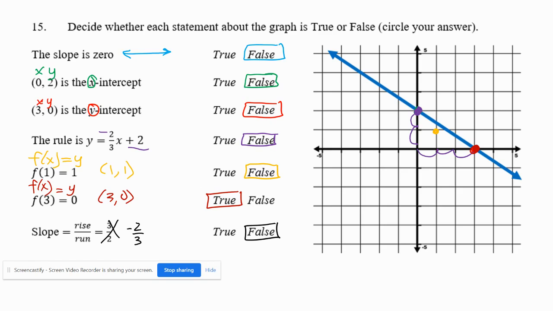Okay. Notice for this example, all of them except one were true. That won't always be the case. Please don't make any assumptions as to how many true statements there will be and how many false statements. Look at each one individually. I strongly recommend calculate the slope, calculate the y-intercept of your line, so that you don't make a silly mistake by not paying enough attention.